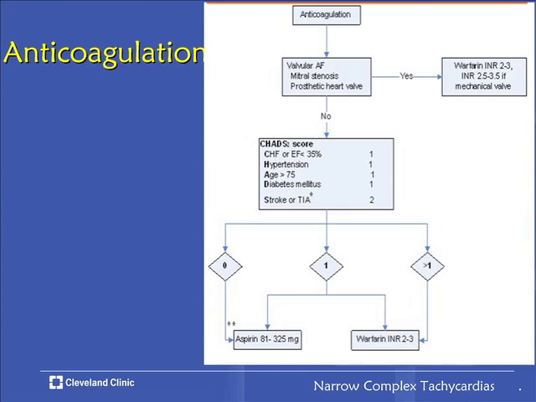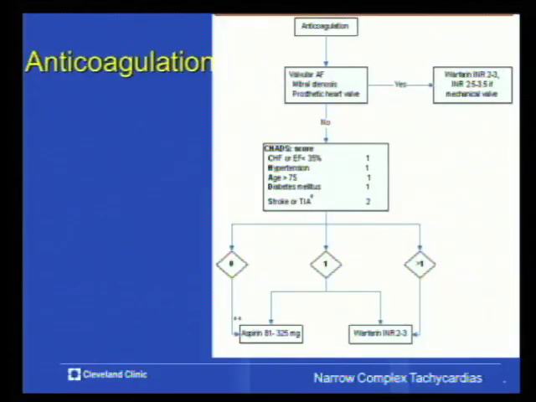If you get 2 or above, then the patient needs to be on Coumadin. If you get 0, then a little bit of aspirin. If you got 1, then you can use either aspirin or Coumadin. Patients who have mitral stenosis or valvular disease, or who have a mechanical valve, need to be on Coumadin, okay?